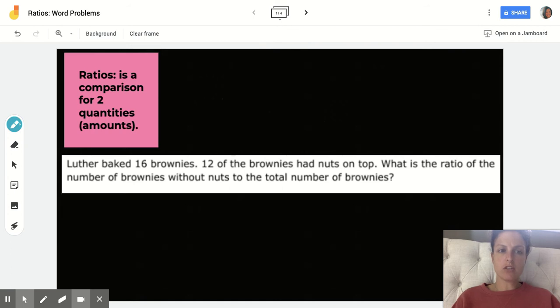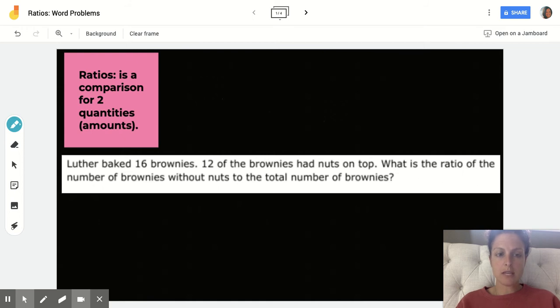So ratios, again, are when you compare two different quantities to each other. Okay, so two different amounts to each other. Often you'll see a ratio when you're dealing with recipes, or when you're building something. There's a variety of ways ratios will come into play. This is another sixth grade thing that you will be learning more about next year. So we're going to take a look at word problems for ratios today.